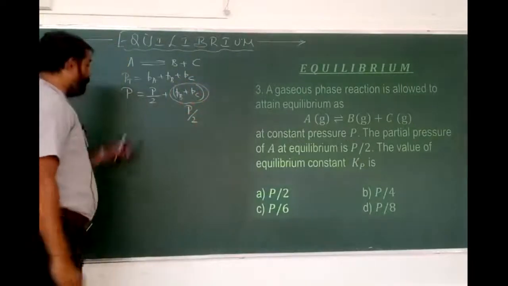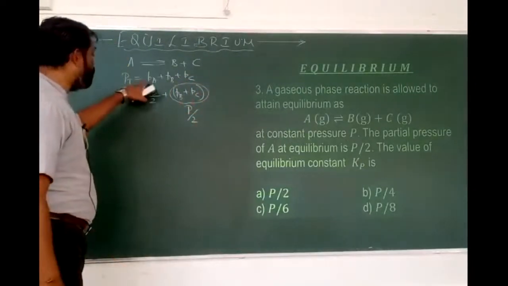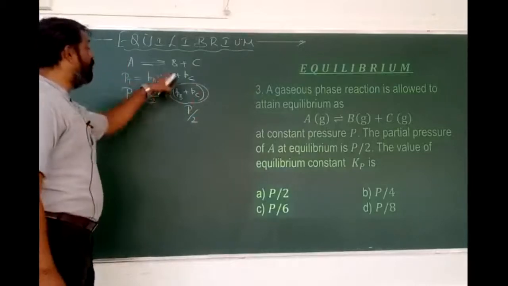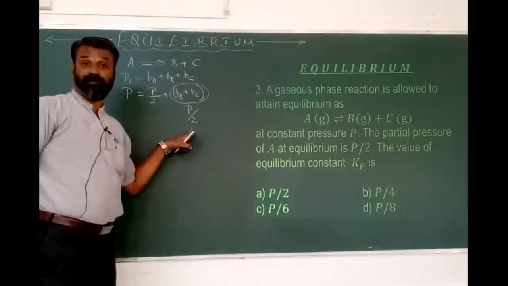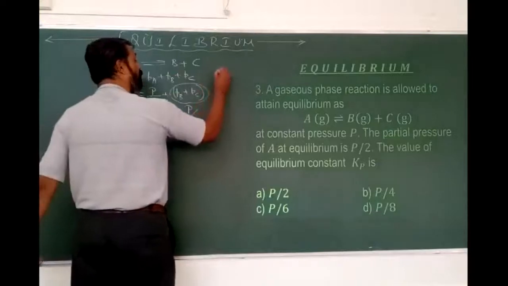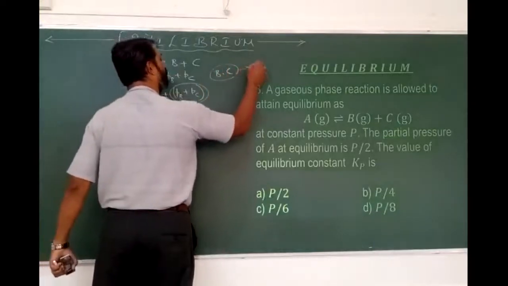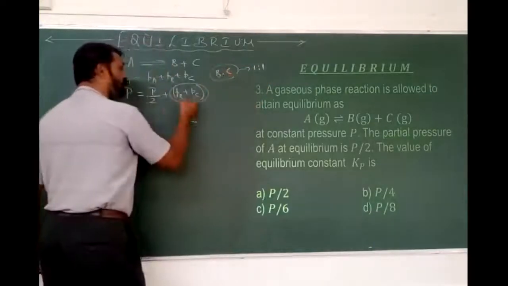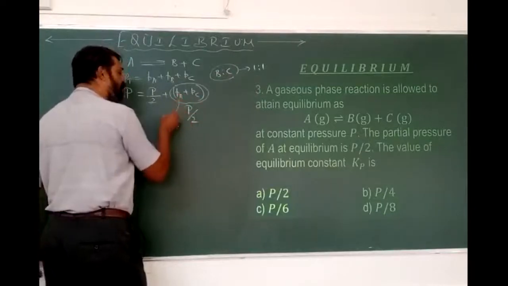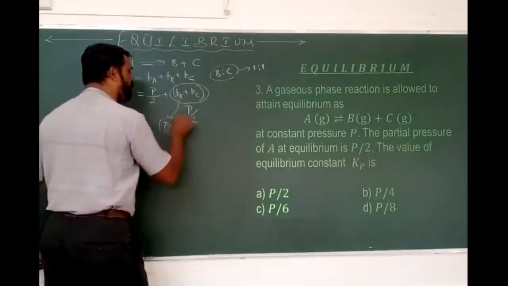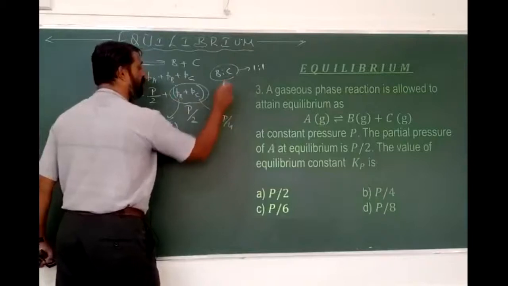But this total, can I say, is equal to P by 2. Why? Because the total pressure is P, and the partial pressure of A is P by 2, so these two must compulsorily make up the rest. Therefore, B and C are in the ratio of 1 is to 1. These two sum must be P by 2, means individually it is P by 4, and this is also P by 4.